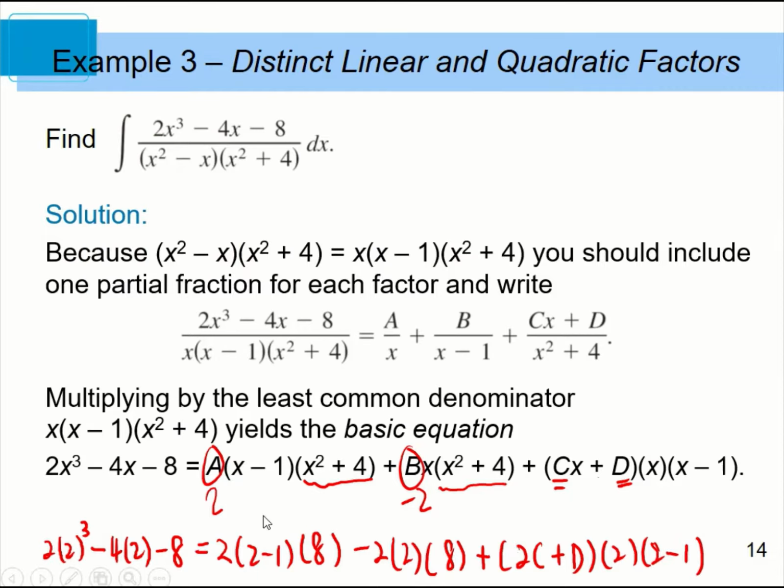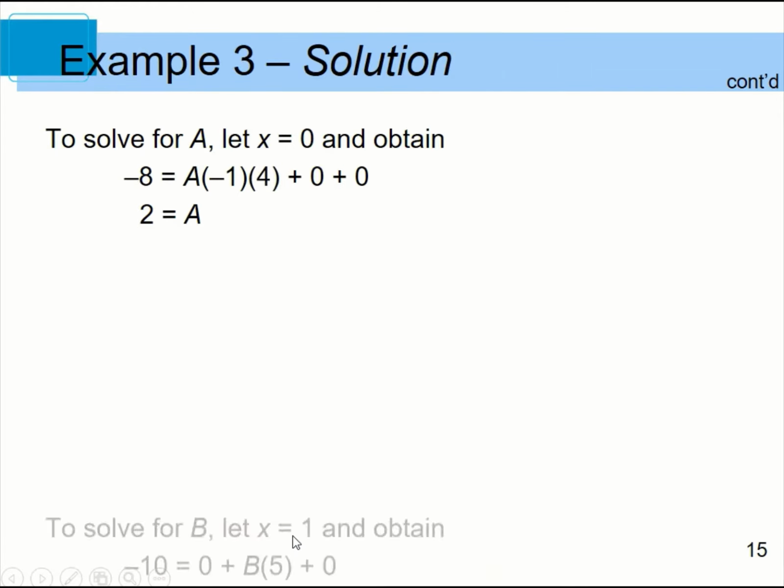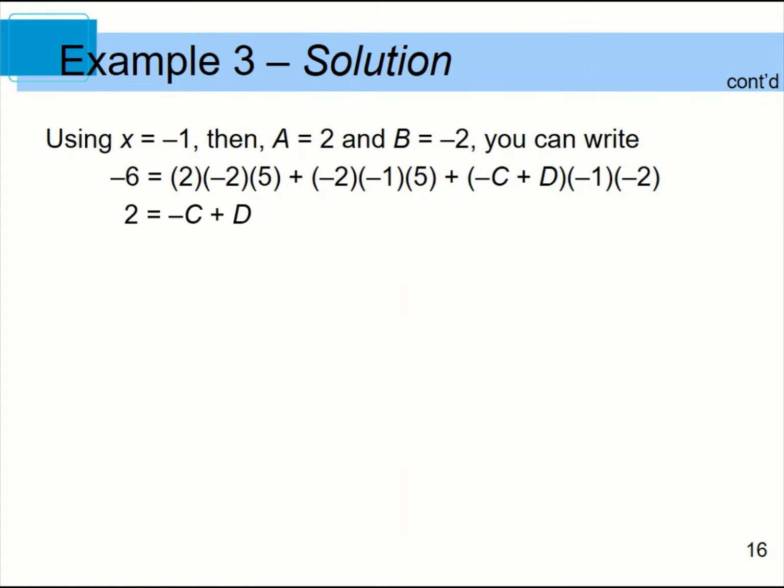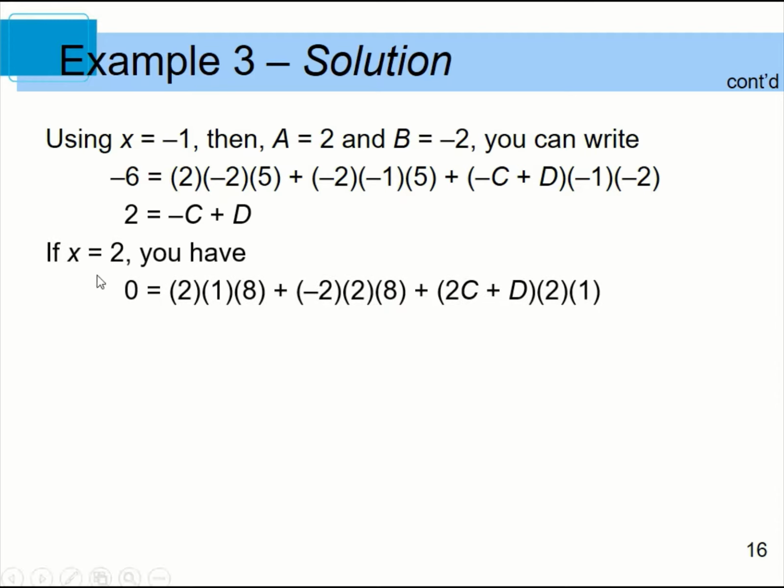Now solve this one. When x is 2, on the left hand side we get 0. On the right hand side we will get 2c plus d. And this one we get negative 8, and we bring it over, we get 8 here. So we solve this one. We have 2c plus d equals 8.